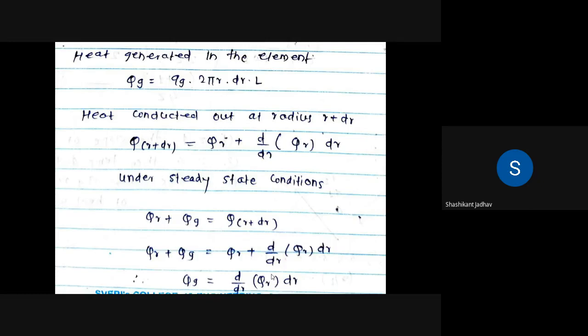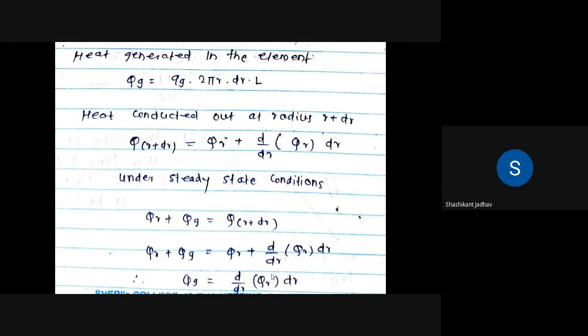Okay, so what is the volume? 2 pi r into dr into L. So qg into that. Then heat conducted in at radius r, in the small element dr, some heat comes inside, that is nothing but qr. Then some amount of heat is generated within that element, that is qg.